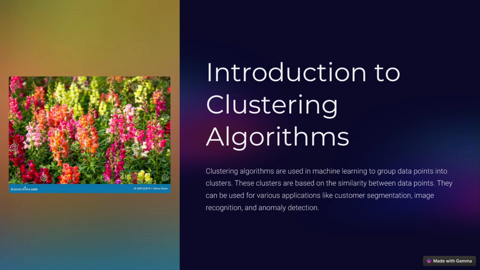Today we are diving into one of the most interesting topics in machine learning, which is clustering algorithms. Clustering helps us to organize and understand data by grouping similar items together. Think of it like sorting a pile of toys into groups based on their type. In machine learning, clustering is used for things like customer segmentation, image recognition, and even spotting anomalies in data.